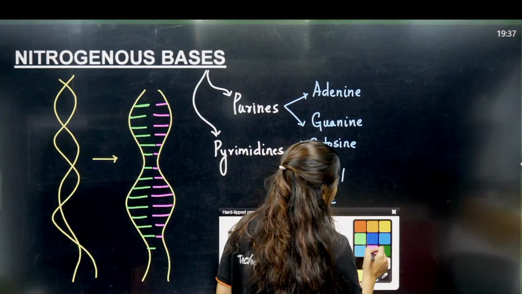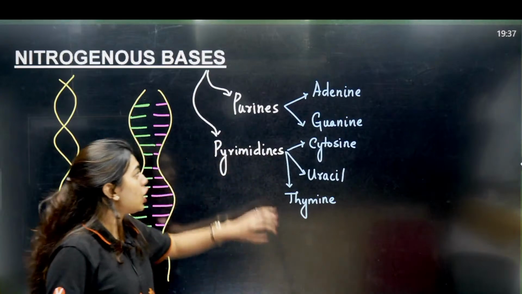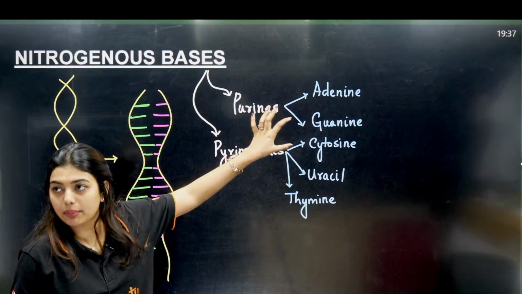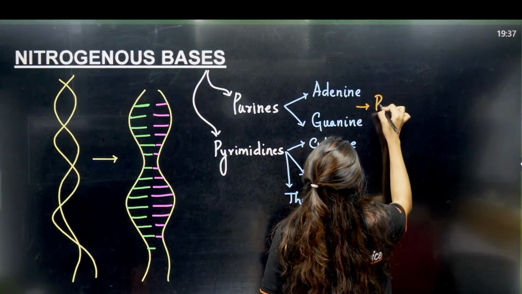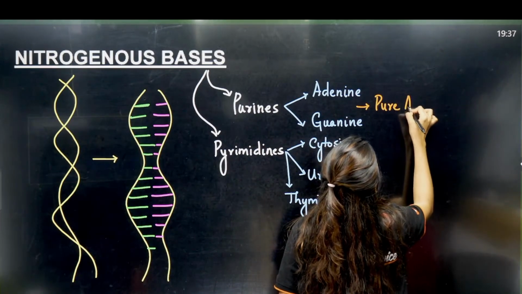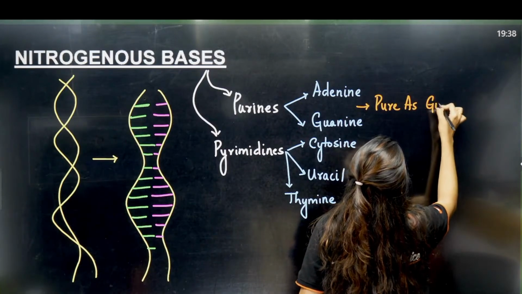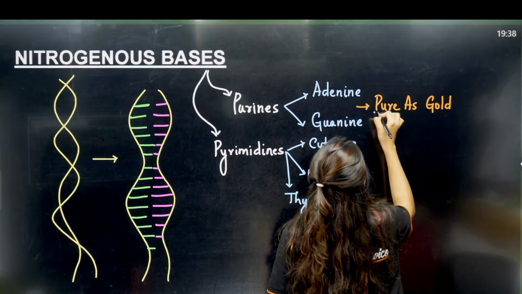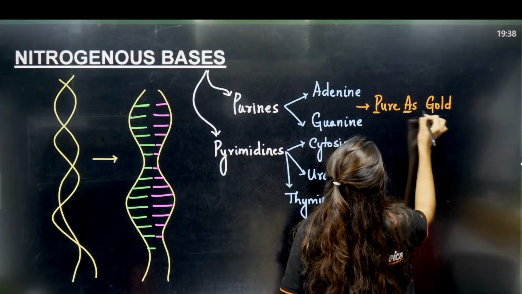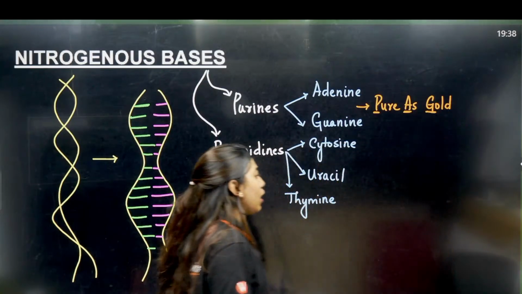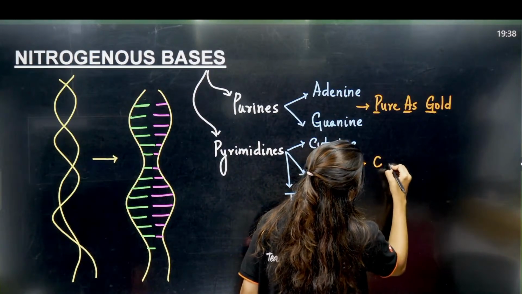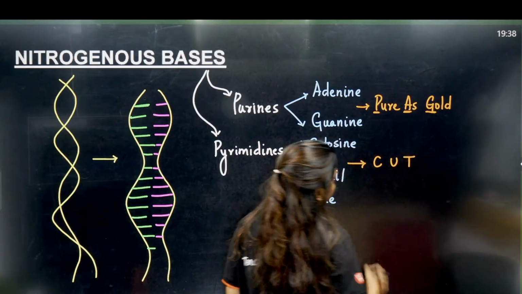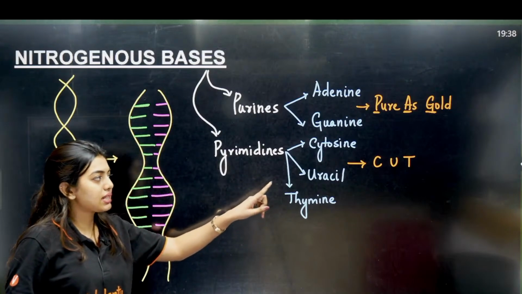Now ma'am, how do I remember this? It's too difficult for me to remember. So in purines, you are going to remember this way: pure as gold. P for purine, A for adenine, G for guanine. Now how are you going to remember pyrimidines? You are going to remember CUT. Cut. Cytosine, uracil and thymine.